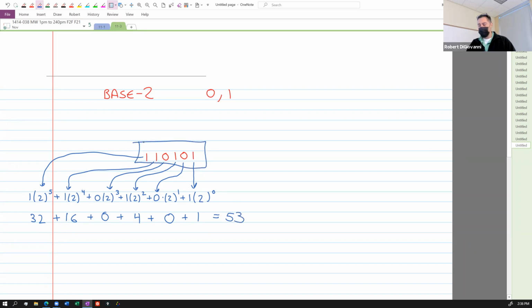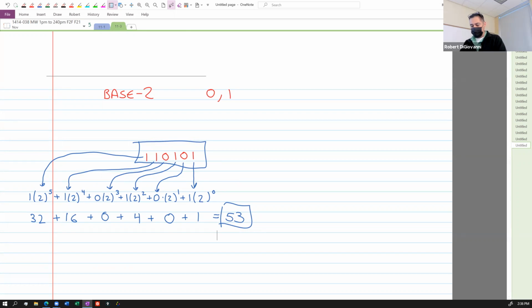This number is what we call a binary number. It's base 2. This number in binary is equivalent to the number 53. Okay, so that number, 110101, written in base 2, is equal to the number 53.